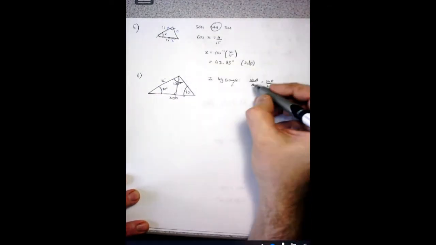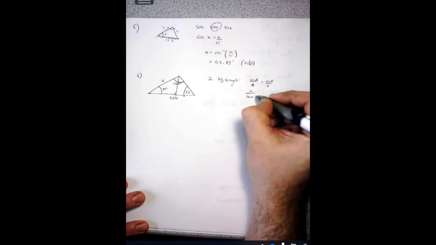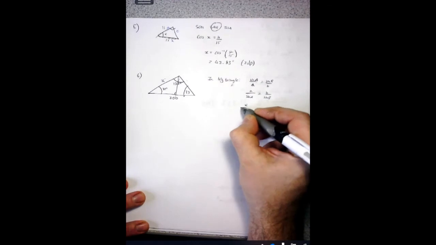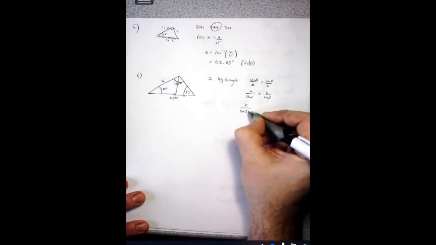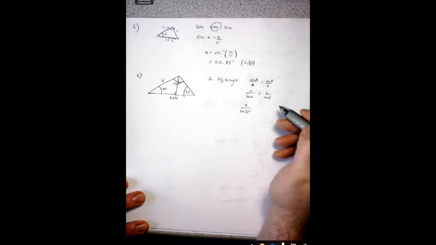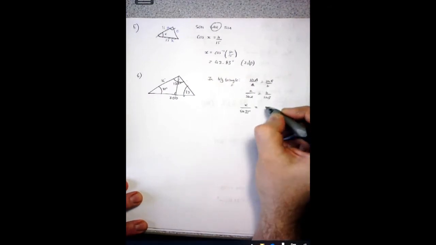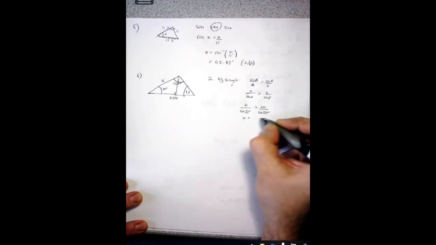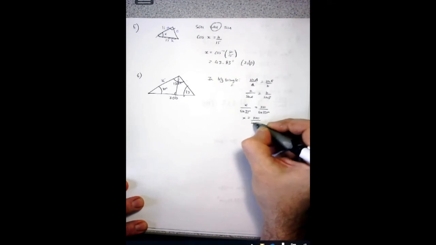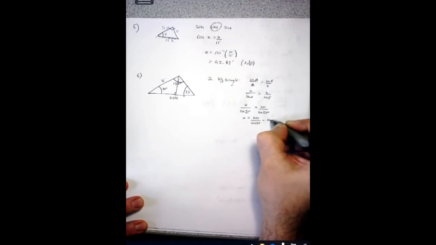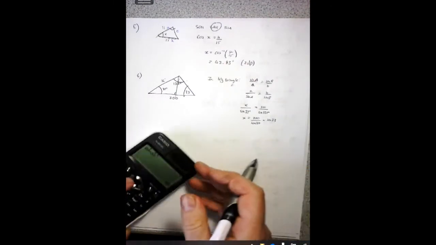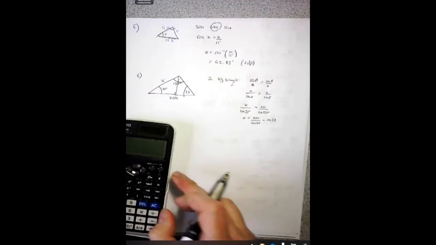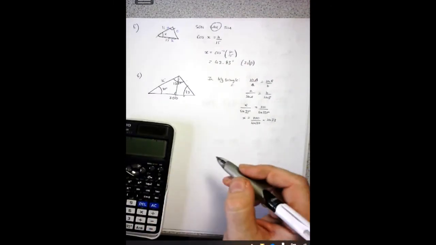So x is 300 over sine 127 times by sine 23. Let's get an answer to that. Now I'm thinking ahead. I want to give an answer to 2dp, so I'm going to work to 3dp. So 300 over sine 127 multiplied by sine 23. I've already checked I'm in degrees from the last question. 146.775 to 3dp.